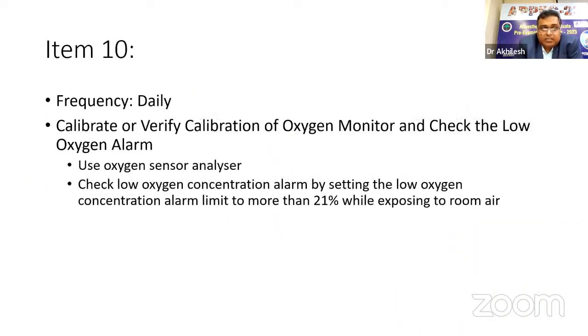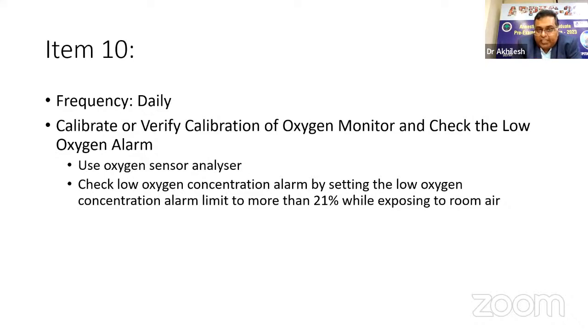Then check the scavenging system. Then verify calibration of the oxygen monitor. Here comes the role of an oxygen analyzer, because this becomes important, as all the safety systems are flow controlled. So use an oxygen sensor analyzer. And how do you check whether it is okay or not?